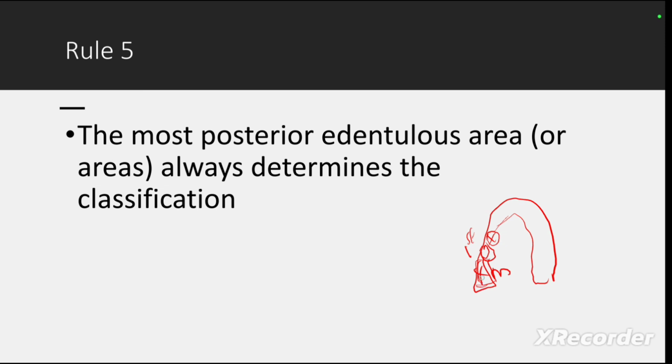So here one space is there, here also one space is there, but to determine the classification, the most posterior edentulous area is considered. That means this last missing area should be considered. So if it is a unilateral edentulous area, what is the classification? It is class 2. So you should understand that the most posterior edentulous area determines the classification.